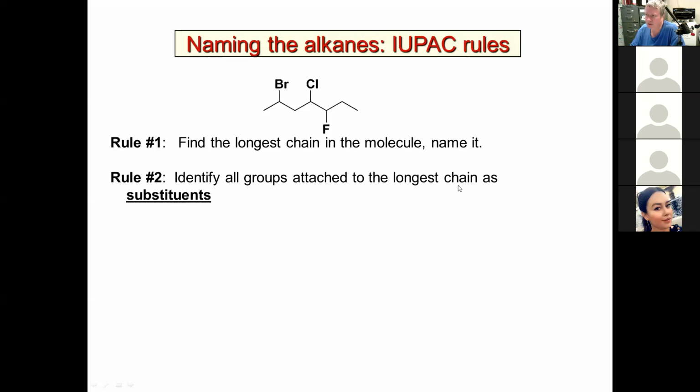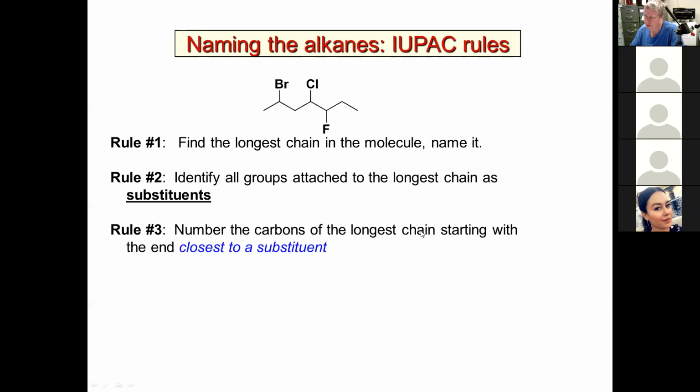Identify all the groups attached, the substituents. What I usually do on my paper is I'll write heptane, and then I'll write out the substituents. If you have an eraser, it really helps because you might have to reorganize them all. I usually do the name, and then I list the substituents kind of vertically, like 2-bromo, 4-chloro and 5-fluoro, right? 2-bromo, 4-chloro, 5-fluoro. And then I'll rearrange them with my eraser and get them alphabetically, right?